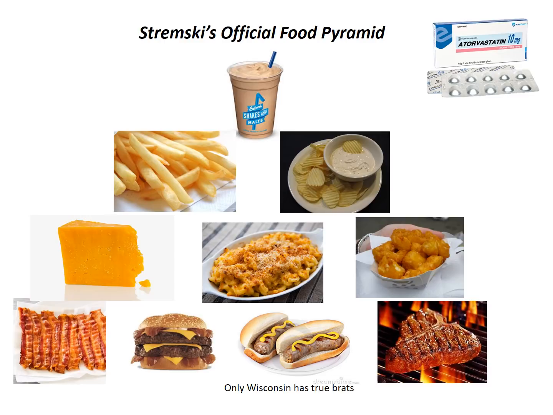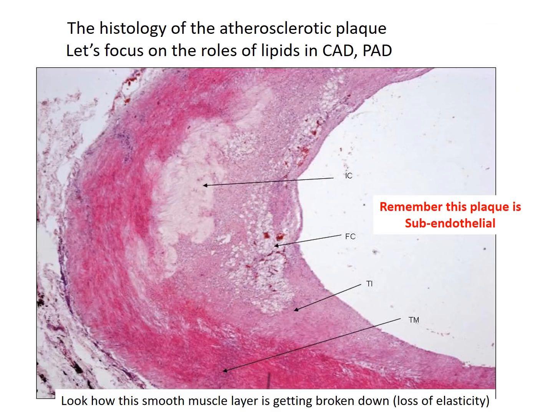All right, the idea of this is to talk about the role of diet in atherosclerotic disease, right? You know that diet plays a huge role in atherosclerotic disease. So here's our atherosclerotic plaque again. Remember, this plaque is occurring subendothelial. So now let's talk about the role of lipids in coronary artery disease and peripheral arterial disease.